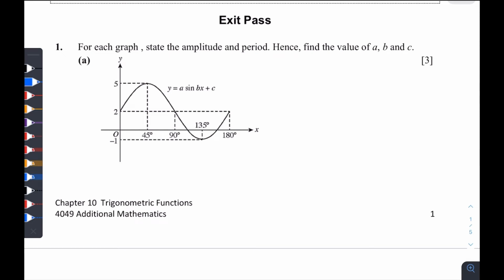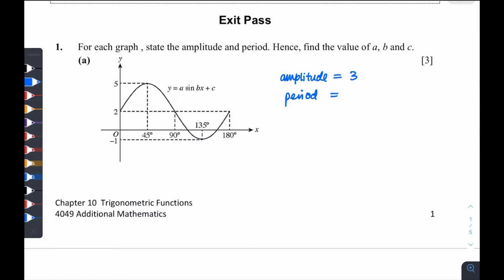For each graph, state the amplitude and period, hence find the value of A, B, and C. So we need to look for the amplitude, and we need to look for the period. What is the amplitude? For this one, the graph is given to us, so we can just look at the amplitude, which is the distance between the middle line and the maximum, or from the middle line to the minimum. The amplitude is going to be 3 units.